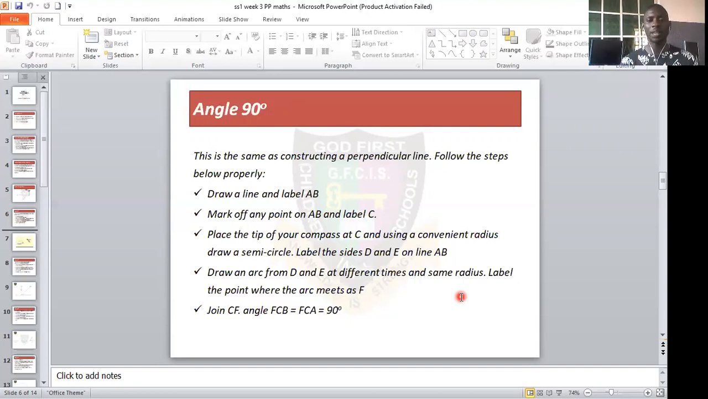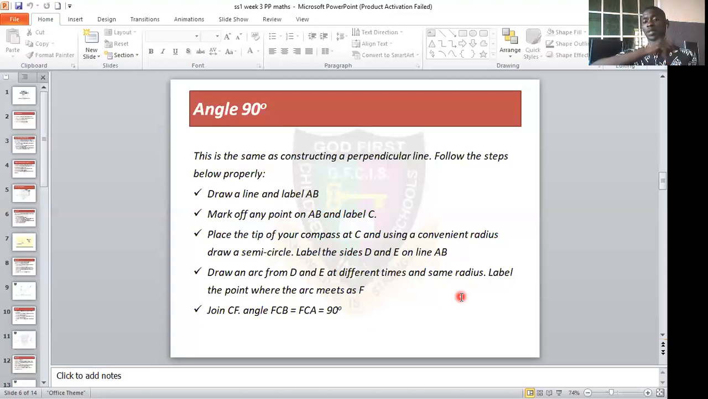Draw it on the line AB and label the ends D and E. Draw an arc from D and an arc from E, using the same radius. Keep the same length of the compass and pin that you used for the radius.